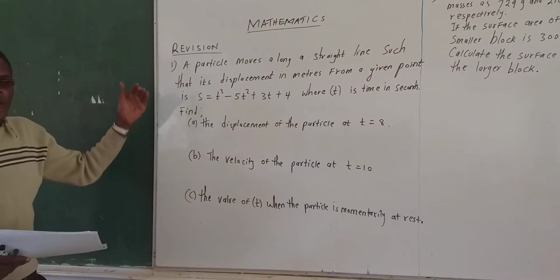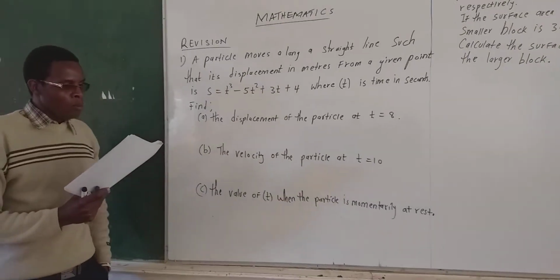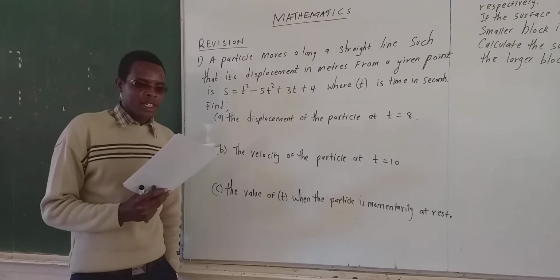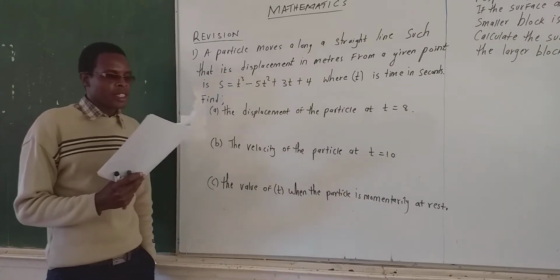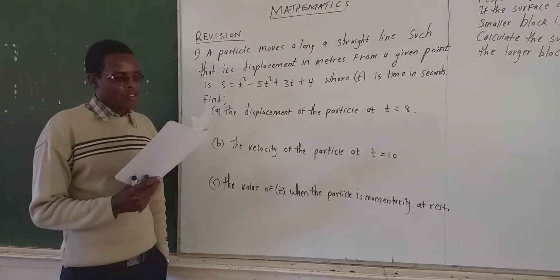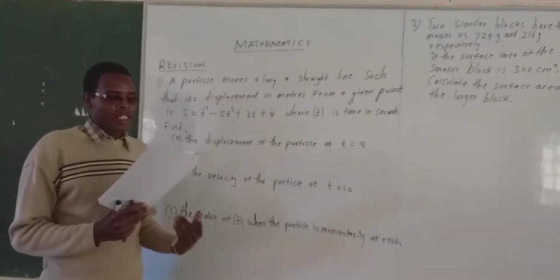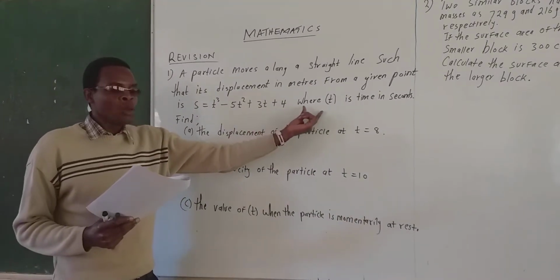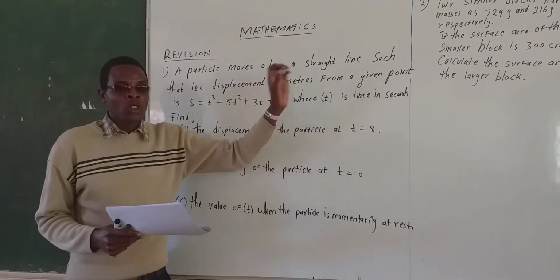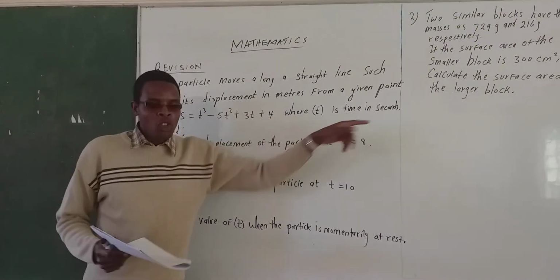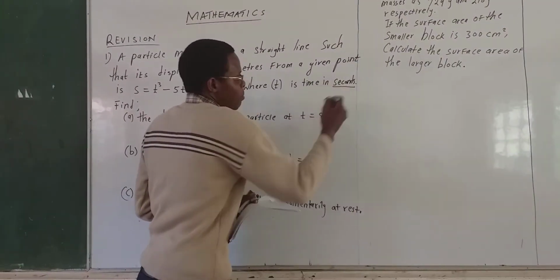Now, if we have to start with question number 1, we have a question reading like this one. A particle moves along a straight line such that its displacement in meters from a given point is S, which is the same as t cubed minus 5t squared plus 3t plus 4, where t is time in seconds. We usually know that the moment we talk about t in these displacement issues, t is representing time, and of course everything we are working with here, time is in terms of seconds.